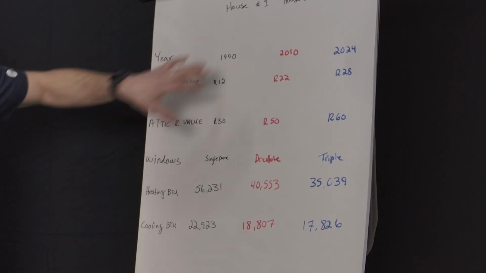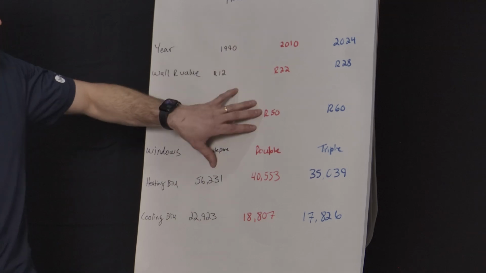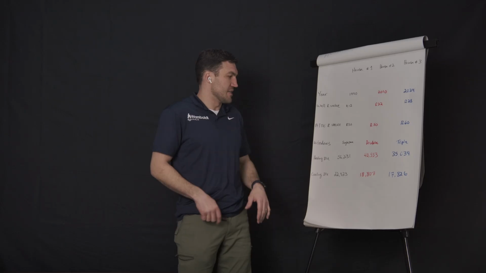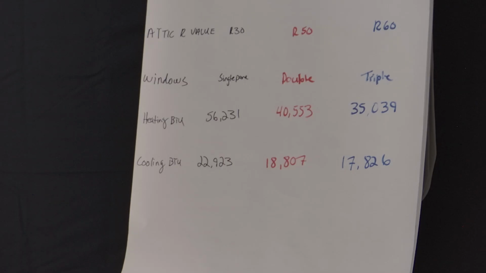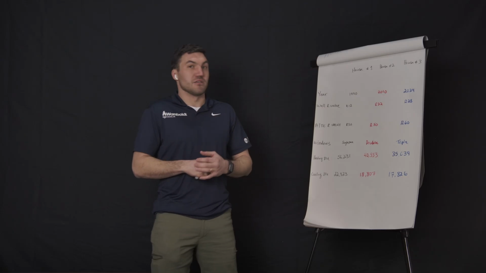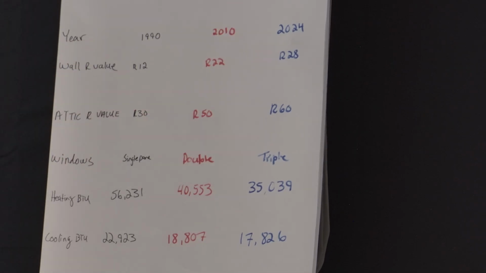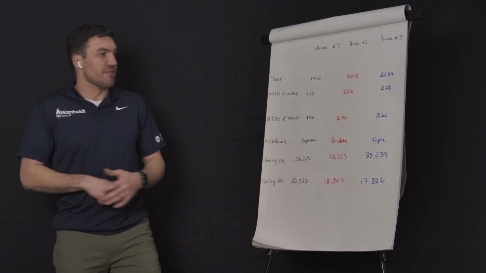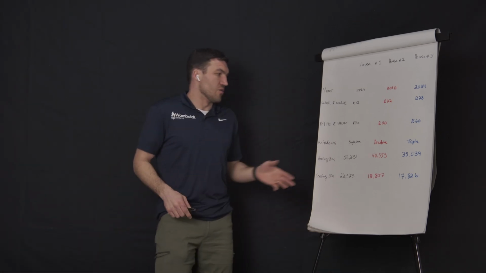As you can see, as our house becomes more efficient, so now we go into 2010, we have an R value in the walls of R22, R50 in the attic, we have double pane windows, and we actually managed to take off 16,000 BTUs almost, bringing our total heating load down to 40,553 BTUs, and our cooling down to 18,807 BTUs. Flash forward to 2024, our insulation values have increased to R28 in the walls, R60 in the attic, triple pane windows, which now brings our heating load down to 35,039 and our cooling load to 17,826. So what does that mean?